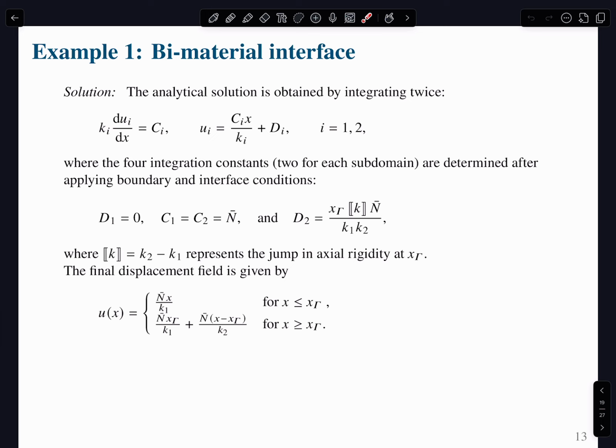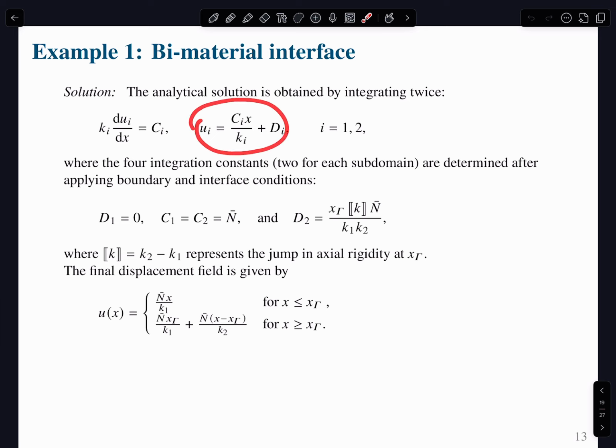Again, C1 for subdomain 1, C2 for subdomain 2. And then the second time I do the integration, I call that new integration constant D, and I'm going to have D1 and D2 for each subdomain. And then when I apply all those boundary conditions, I get my 4 integration constants that you see here. Obviously, the case for x equal to 0, u is equal to 0 is the simplest one.